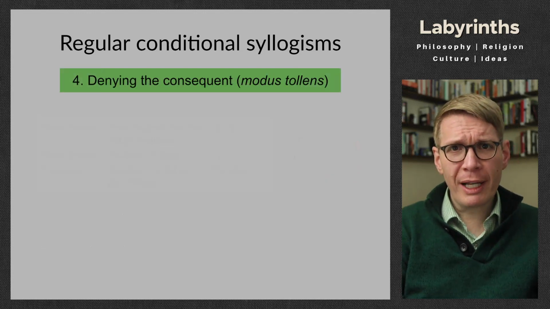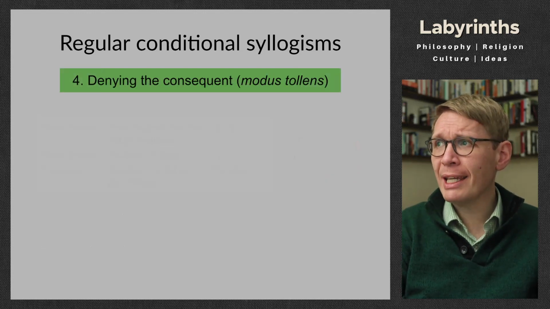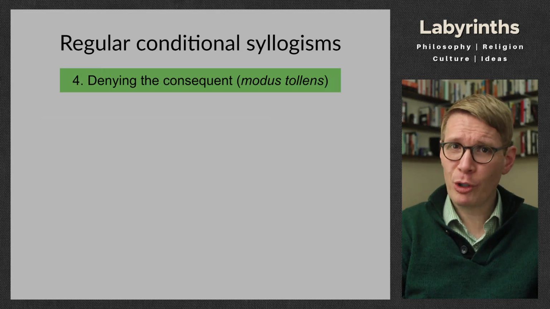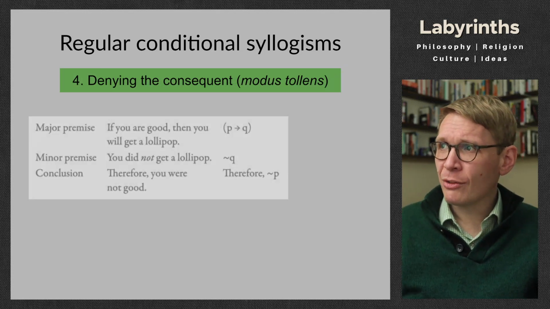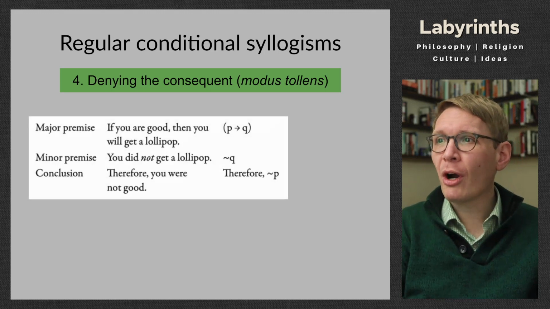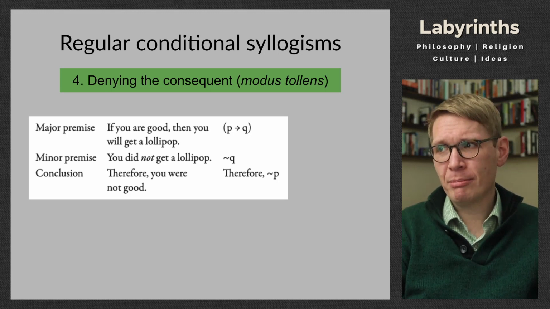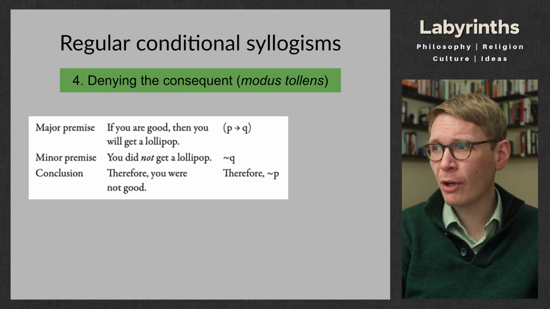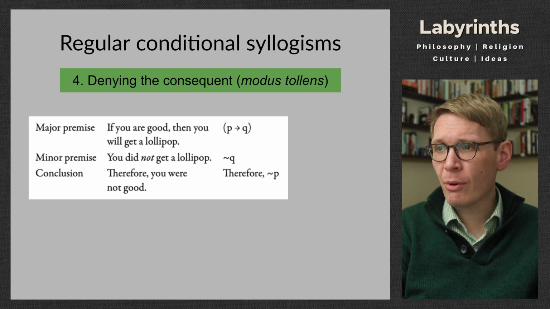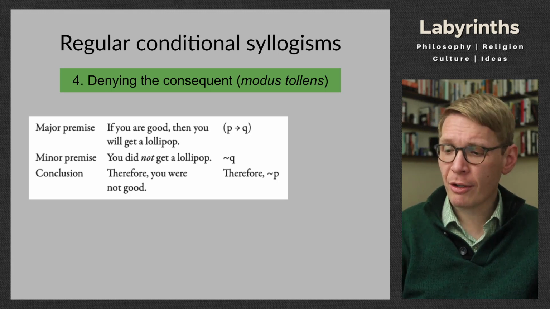And our fourth and final possibility here is to deny the consequent. And spoiler, this has a Latin name, so it's got to be valid. Here it is. Here's the argument. If you are good, then you get a lollipop. You did not get a lollipop. So we're denying the consequent. We're saying the consequent is untrue. Therefore, you were not good. Does this follow? Therefore, not P.